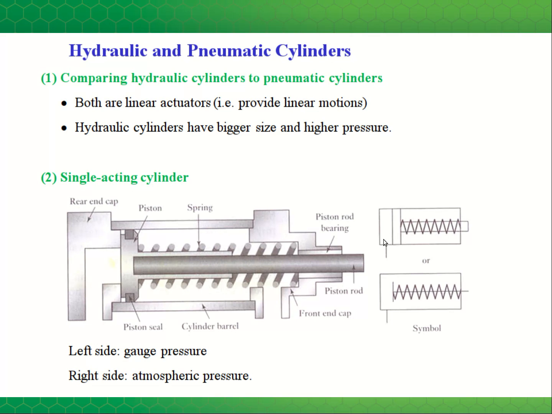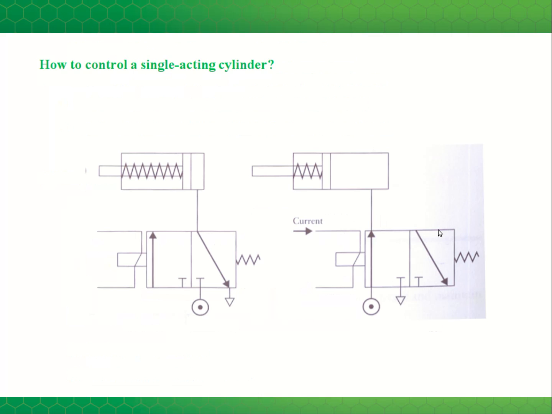So in the pneumatic symbol, there is only one pneumatic line going to the cylinder. So the chamber behind the piston is pressurized in order to extend the cylinder, and then when that chamber is allowed to vent, the cylinder returns through the spring action. Here is a circuit showing control of a single acting cylinder.